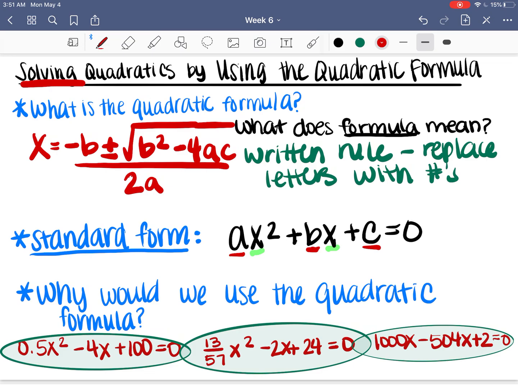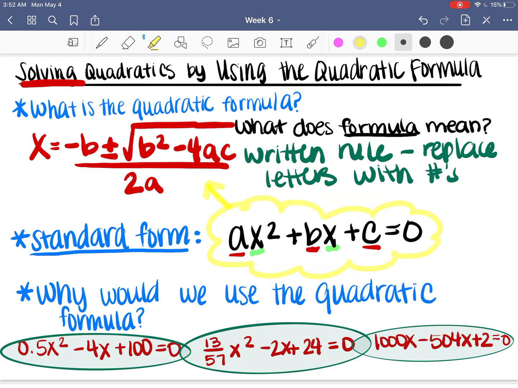All right, so notice that I referenced this equation down here, this ax squared plus bx plus c. This is my standard form. And any equation written in this form can be solved using this formula.